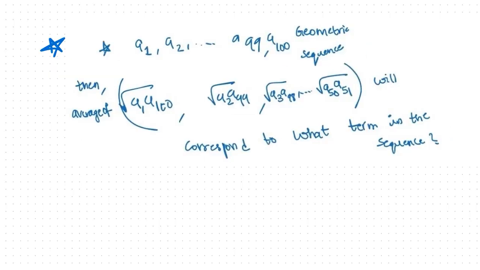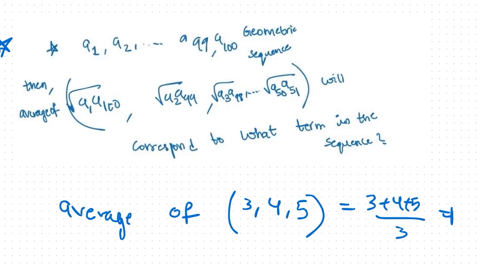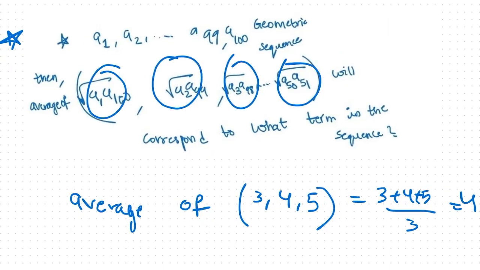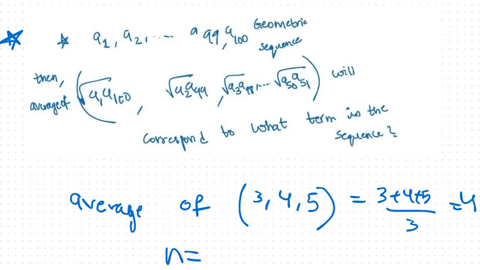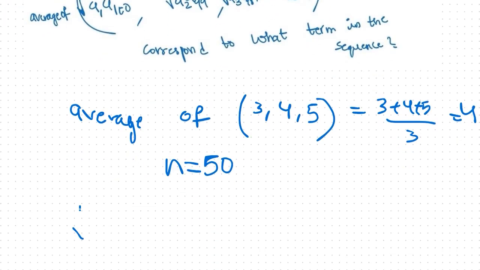See, the question is a bit simple. Average of, let's say, 3, 4, 5. What is the answer? 4. Yeah, 3 plus 4 plus 5 upon 3, right? That is 4. So it's the same thing. Average of these terms. There are 50 terms in total. And let us understand what is inside the square roots for each individual term.